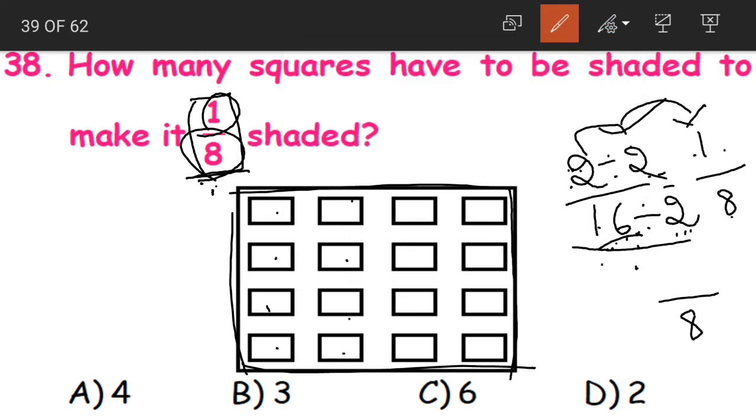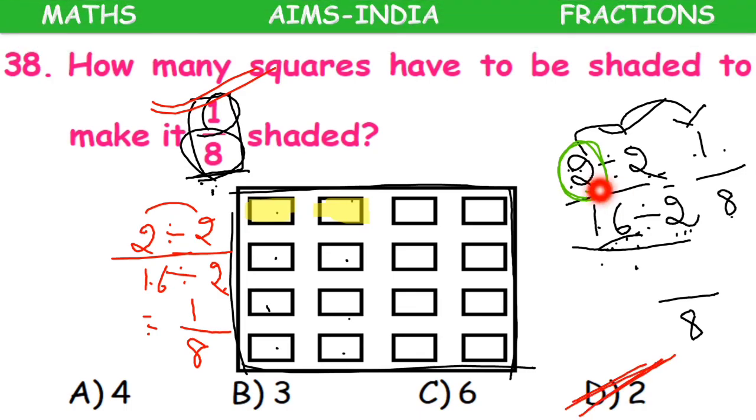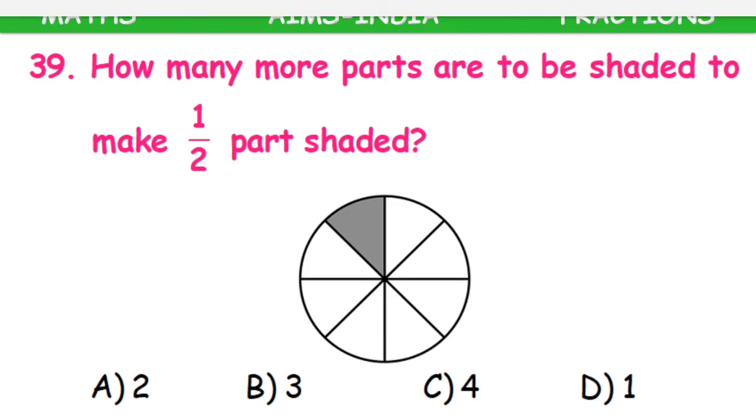So how many boxes should we shade? We should shade 2 boxes. 1, 2. Now our resultant fraction is 2 by 16. When we find the equivalent fraction, 2 divided by 2 is 1, and 16 divided by 2 is 8. That is nothing but 1 by 8. So we need to shade 2 boxes to get our 1 by 8. This is a little bit tricky question. In the exam you might have 1 or 2 hard questions like this, but if you understand the question and apply the rules, you will get your correct answer.